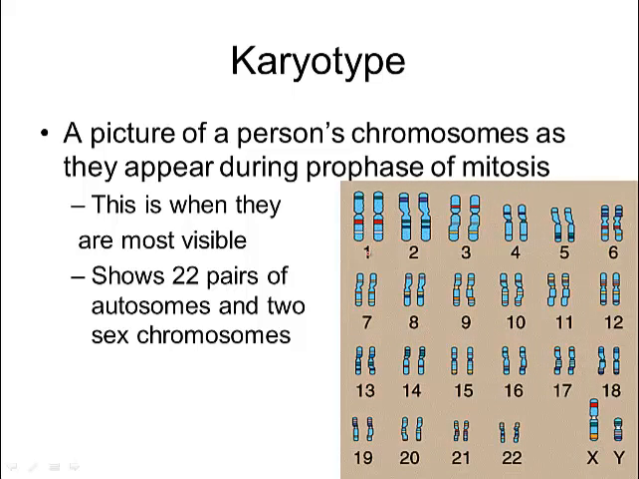So here's chromosome 1, and you have 2 of them. You got 1 from mom and 1 from dad. You have 2 of chromosome 2, all the way through chromosome 22. And then your X and Y chromosomes would be determining your sex. So if this was a karyotype of a real person, this person would be male because they have an X and a Y chromosome.